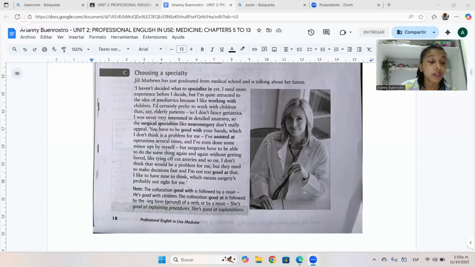Note: the collocation good with is followed by a noun. She's good with children. The collocation good at is followed by the -ing form of a verb or a noun. She's good at explaining procedures. She's good at explanations.